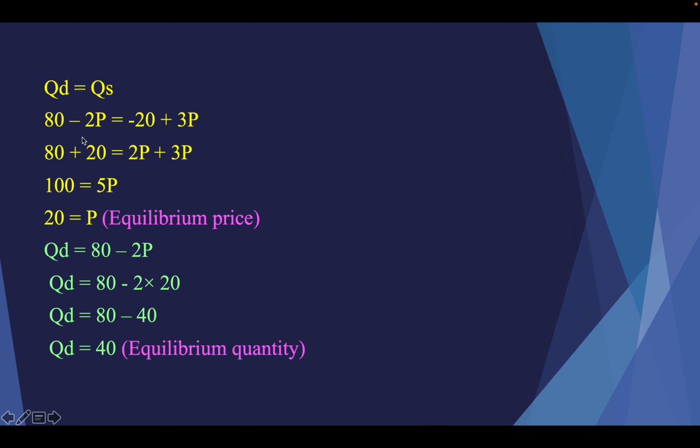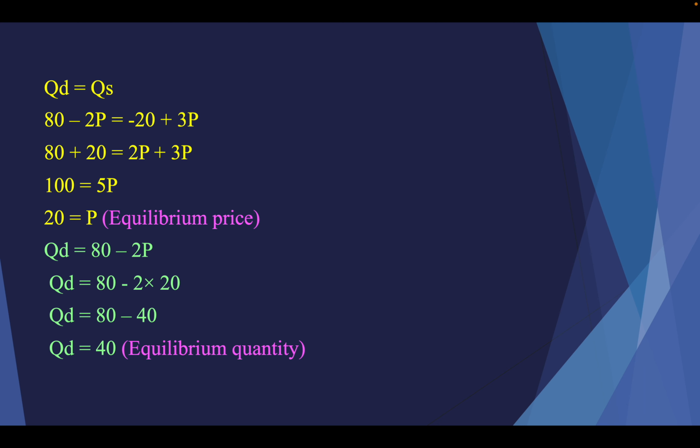Okay, this is 80 minus 2P and minus 20 plus 3P. The same elements you have to move in the same direction. So it is 80, and minus 20 moves to here as plus 20, and 3P, and minus 2P moves to here as plus 2P. Then add together 2P plus 3P, that is 5P, and 80 plus 20 is 100. Then 100 divided by 5, that is 20. So your equilibrium price is 20.